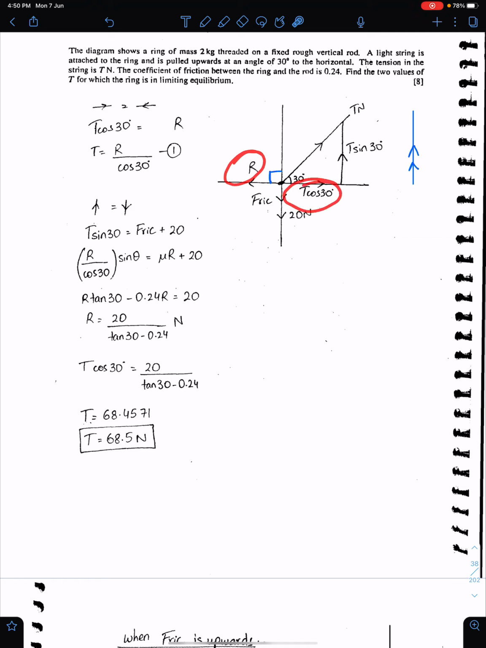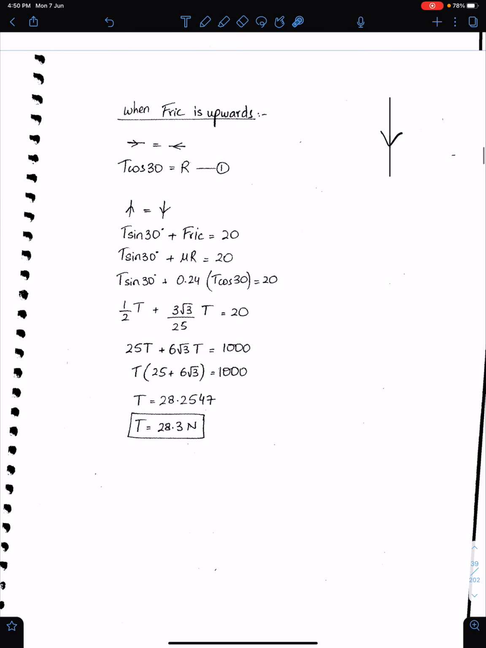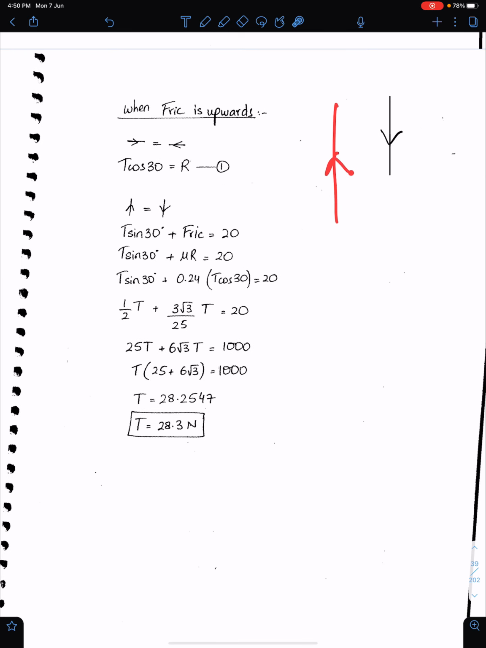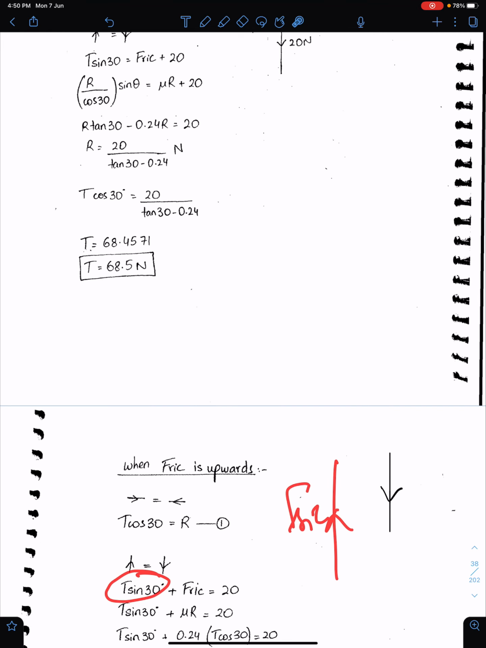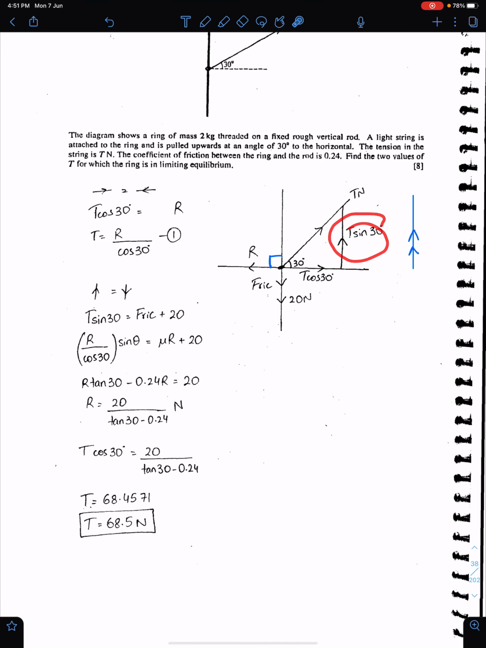R will be T cos 30 in both the situations. But in this situation, 20 Newton will be greater than T sin 30, and friction is here, so friction will be in this direction. So T sin 30 plus friction is equal to 20.